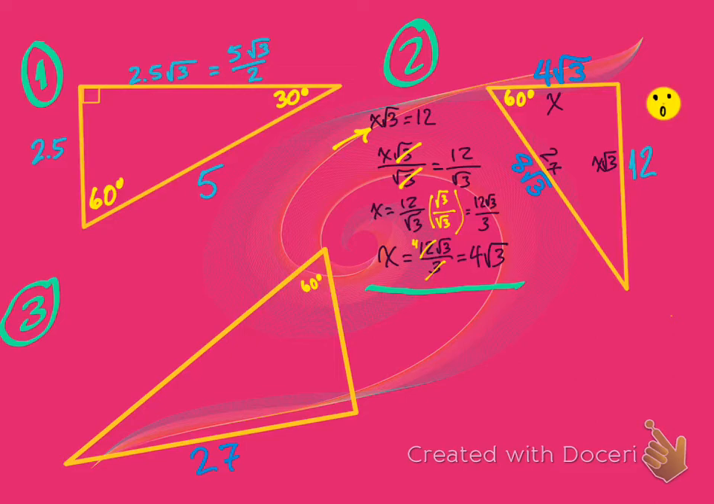All right, well, when you consider the pattern for that 30-60-90 right triangle, that means that x root 3 is going to equal 27. And we're basically going to repeat that same set of algebraic steps that we just did. Instead of having a 12, though, we'll have the number 27.